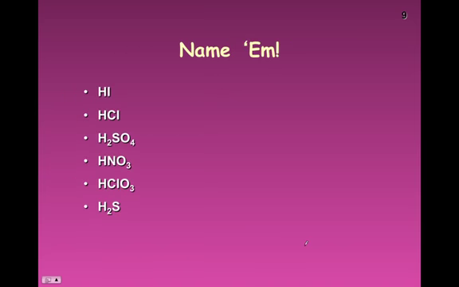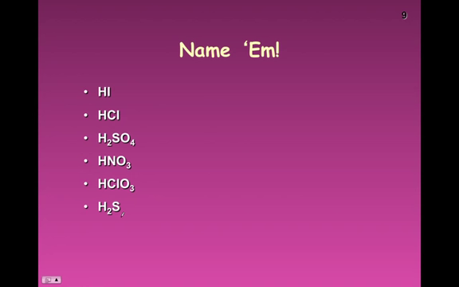All right, welcome back. Let's talk about what each of these acids is called. HI would be hydroiodic acid. HCl, hydrochloric acid. Since SO4 is sulfate, this is sulfuric acid. I ate it and said ick. Here, NO3 is nitrate, so I end up with nitric acid. Here we have chlorate, so we get chloric acid. And here, once again, we have an acid with no oxygen, and so we're going to have hydrosulfuric acid.